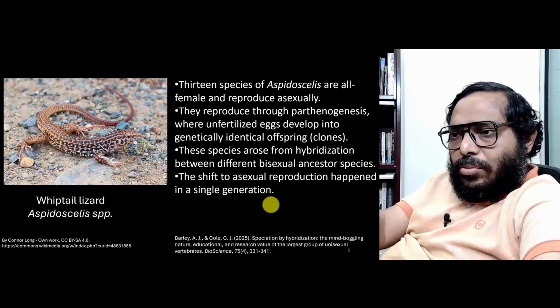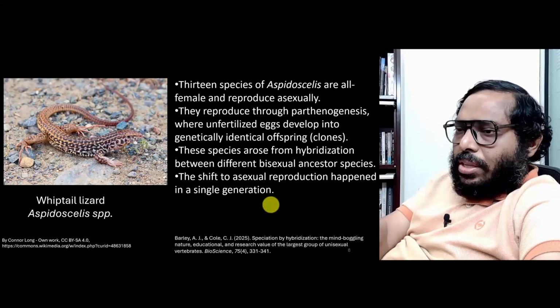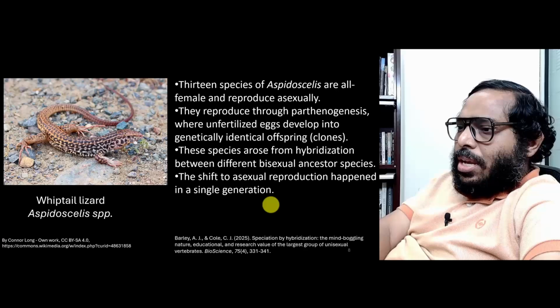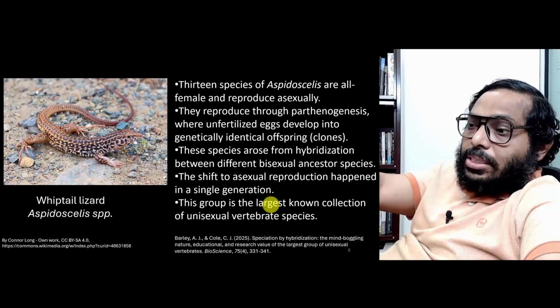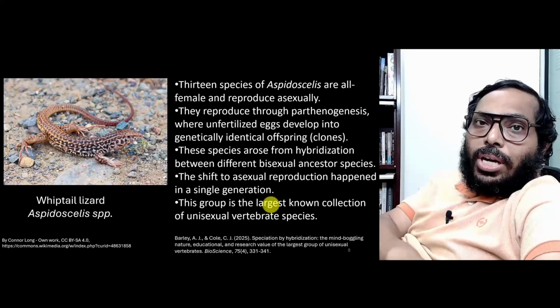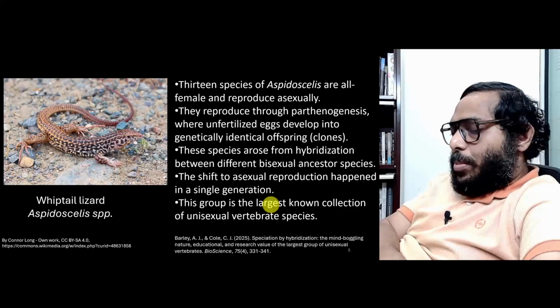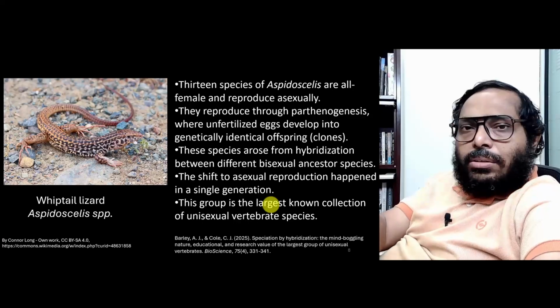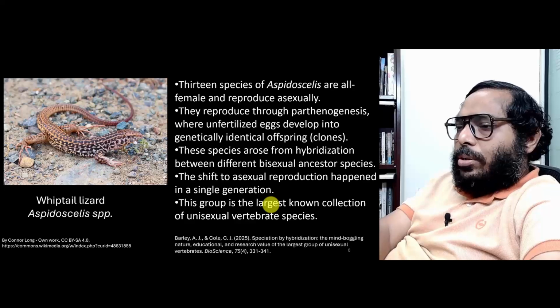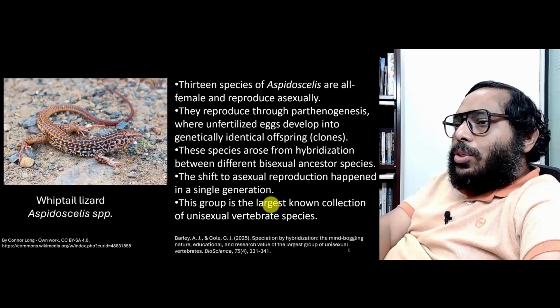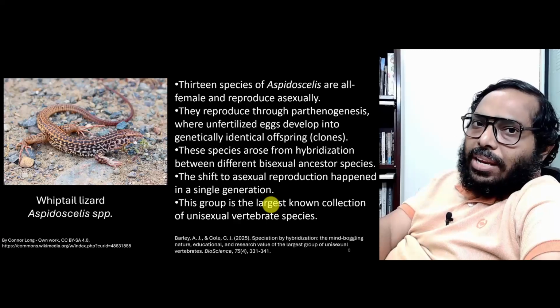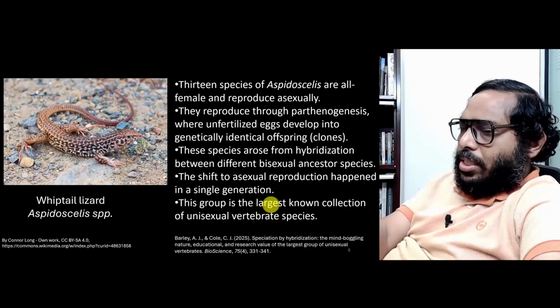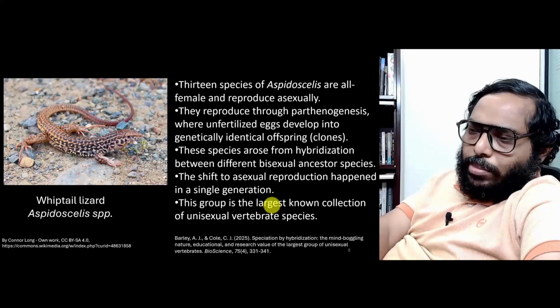However, this is just one scenario. We are still within the realm of the asexuals, but sorry, this is the group which is the largest known collection of unisexual vertebrate species. As I was saying, this is one example of asexual reproduction, but amongst animals you actually have a tremendous variety in terms of reproduction. Well, not only animals, also plants.